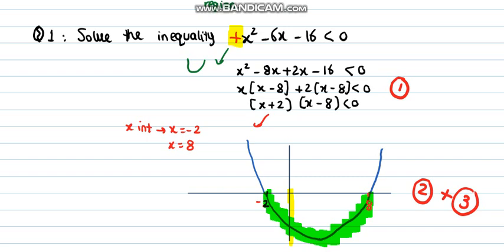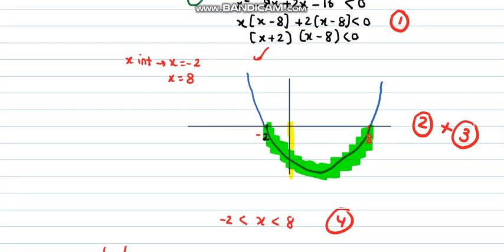So we have performed step number 1, 2 and 3. Now step number 4 is just to write down the inequality. So the inequality becomes x is between negative 2 and 8.